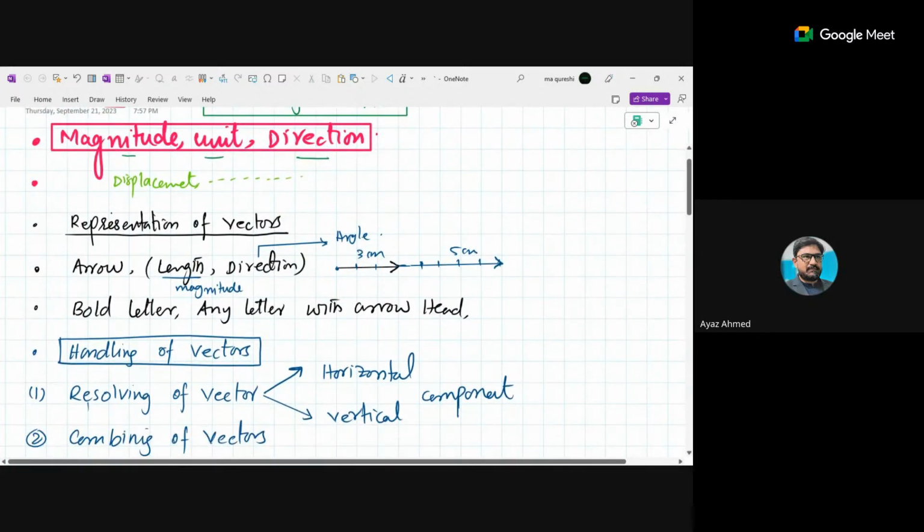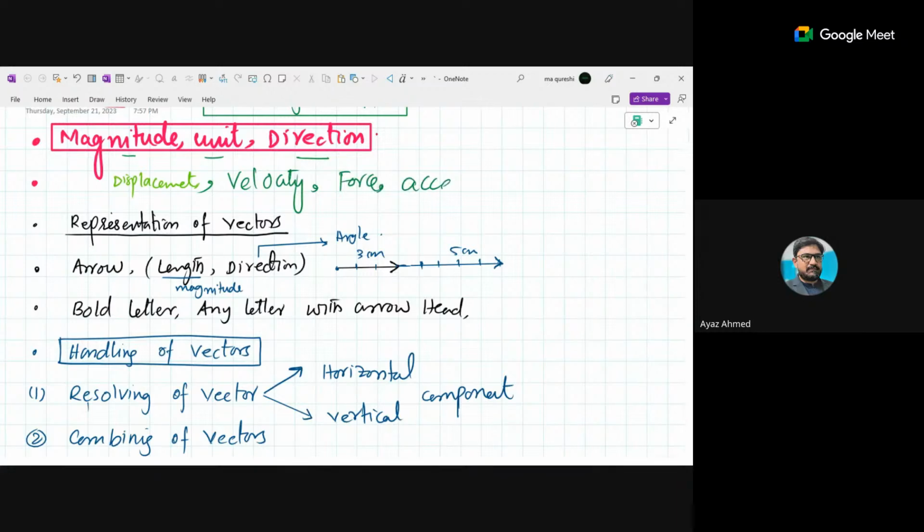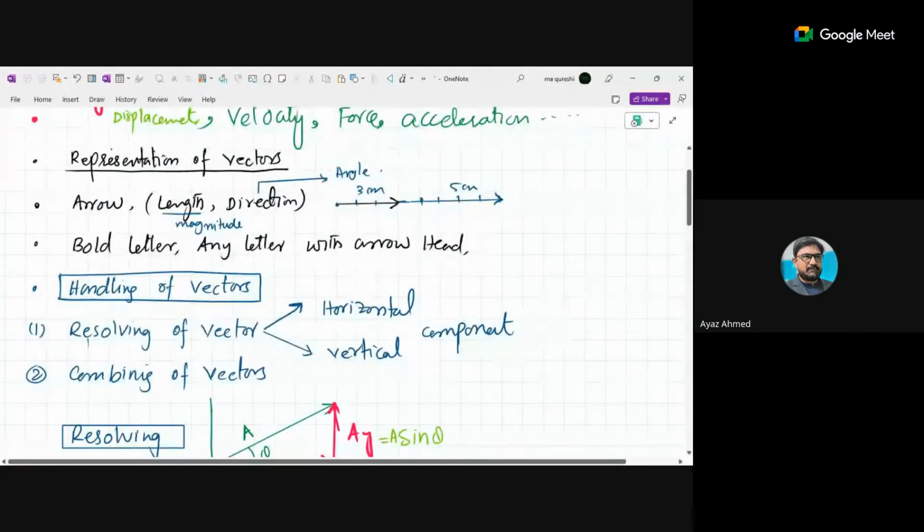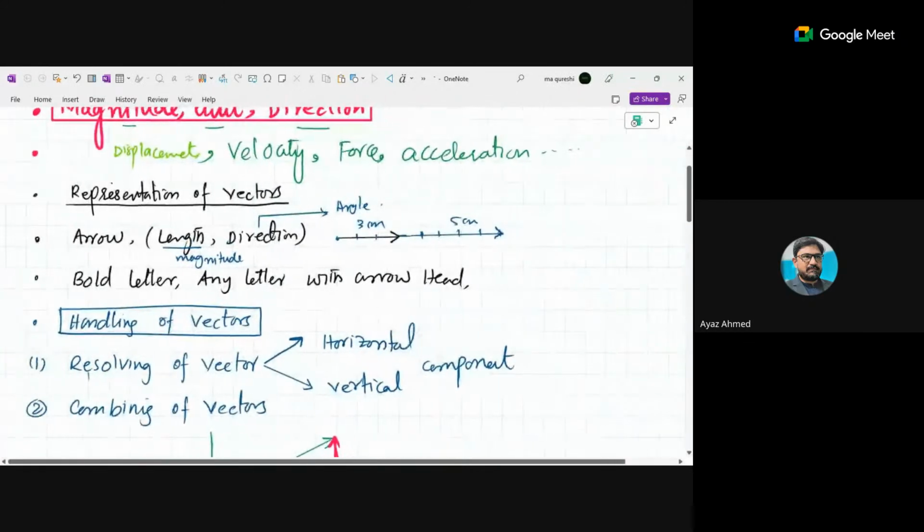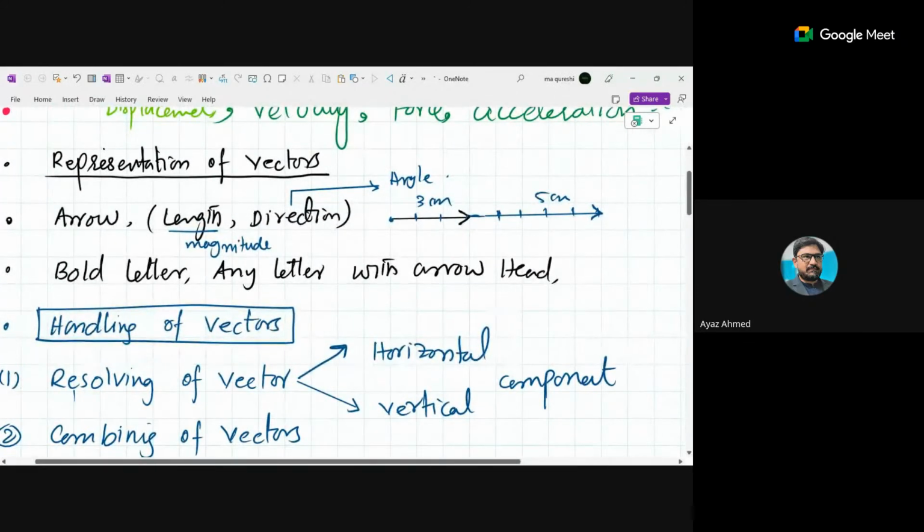Their examples are, let's say, I have written some examples over here: displacement, then we have velocity, then we have force, then acceleration, and so on. So many others. Then when we are talking about vectors, there are two main aspects.